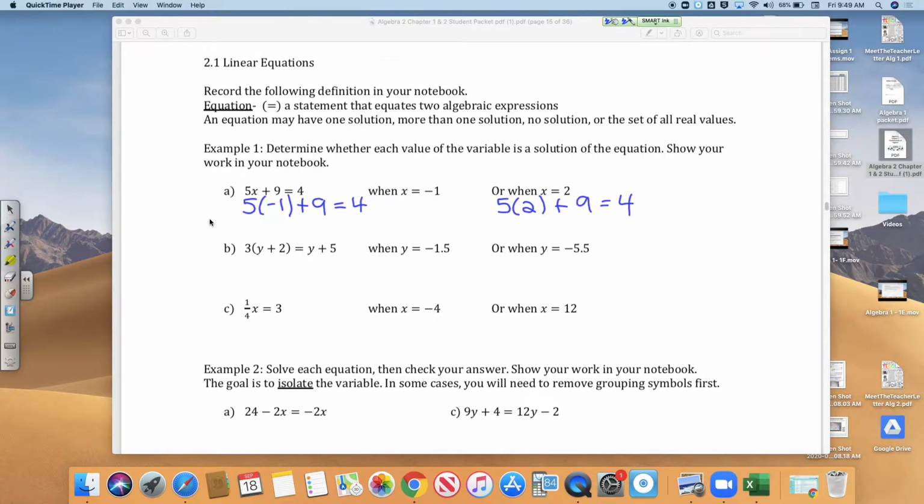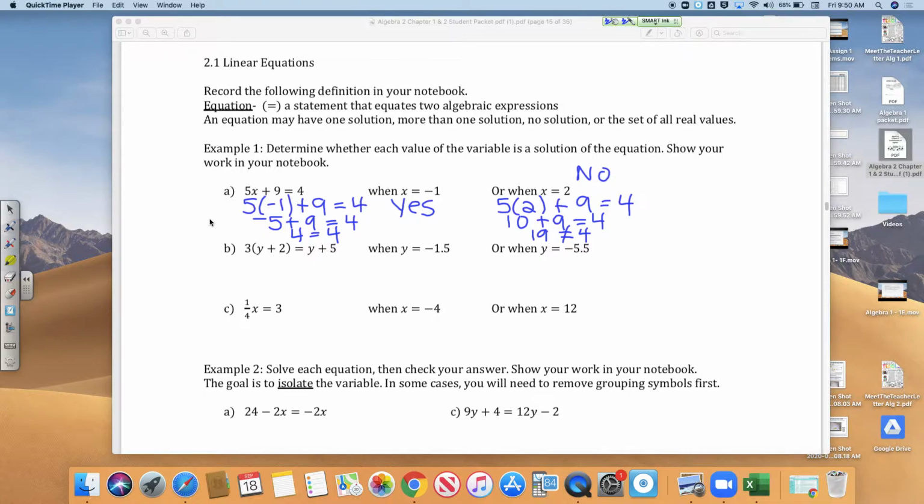So let's substitute and evaluate. So 5 times negative 1 is negative 5. And negative 5 plus 9 is 4. So because 4 equals 4 is a true statement, then that would mean that yes, negative 1 is a solution to the equation. Let's see if 2 is a solution to the equation. 5 times 2 is 10. And 10 plus 9 is 19. 19 does not equal 4, so x equals 2 is not a solution to the equation.